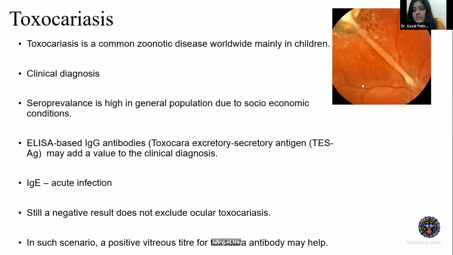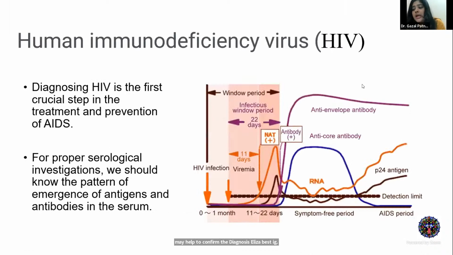Toxoplasmosis is a common zoonotic disease worldwide, but the diagnosis is underrated. Usually it is clinical. Serological evidence may help to confirm the diagnosis. ELISA-based IgG may add value to the clinical picture, but a negative result does not rule out toxoplasmosis.